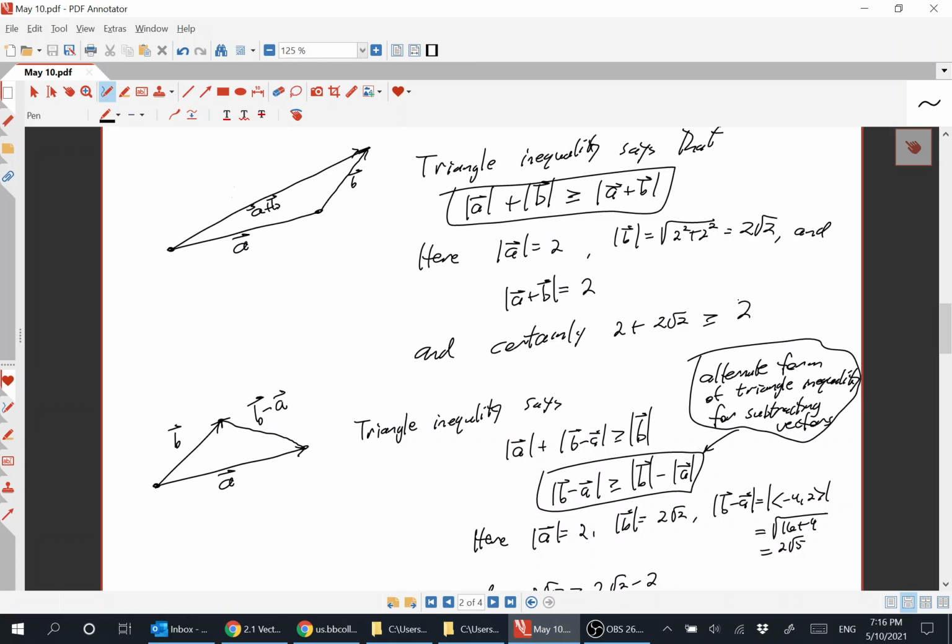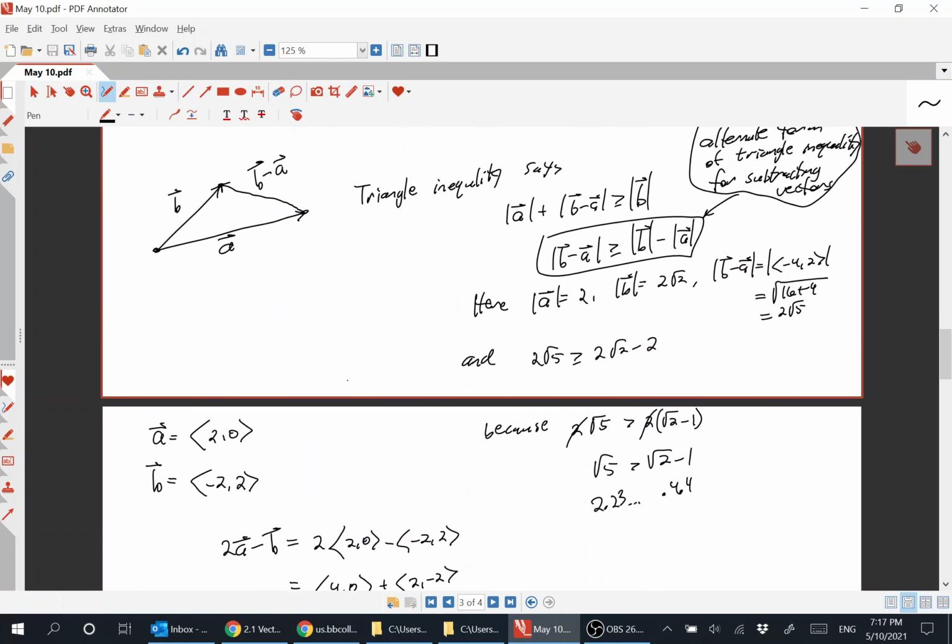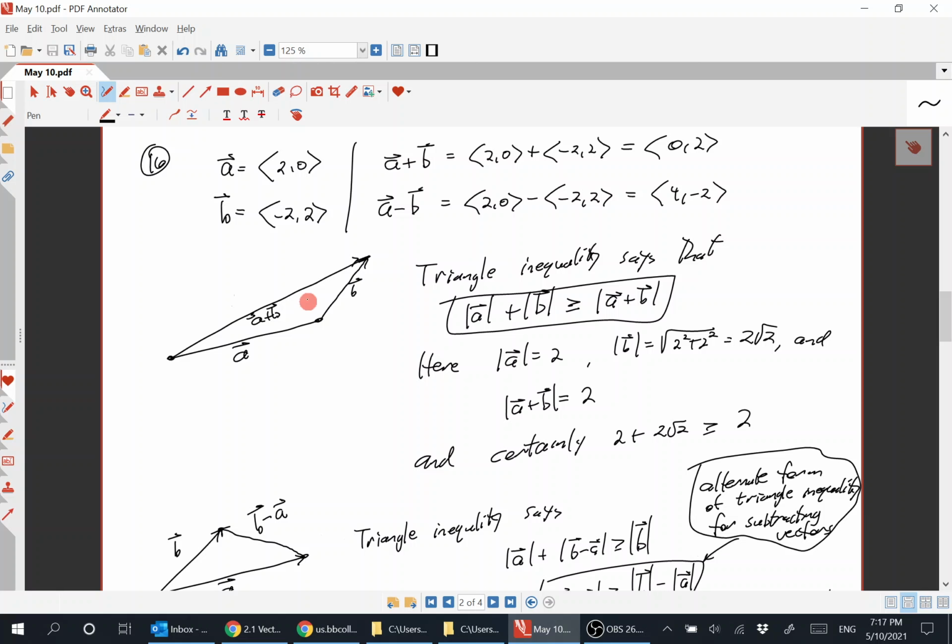Well, when you actually don't have a triangle. When A and B are what? When A and B are collinear. Collinear, in the same direction. Yep, exactly. When they're parallel, collinear, in the same direction, then you actually get equality in the triangle inequality. As long as you've got an actual triangle, then you'll have strict inequality.